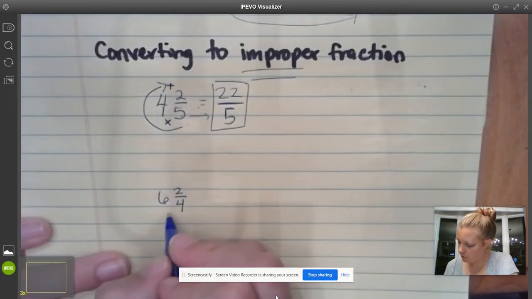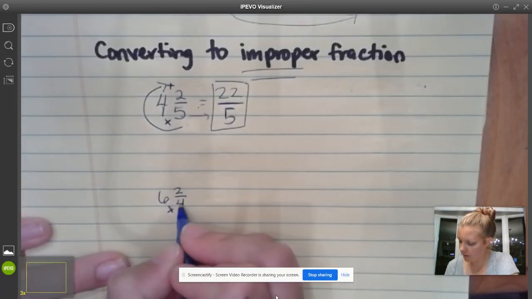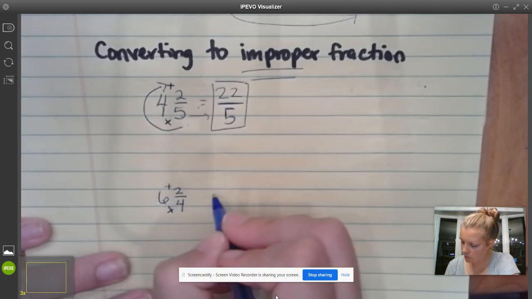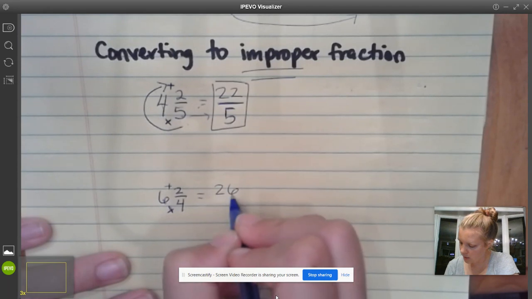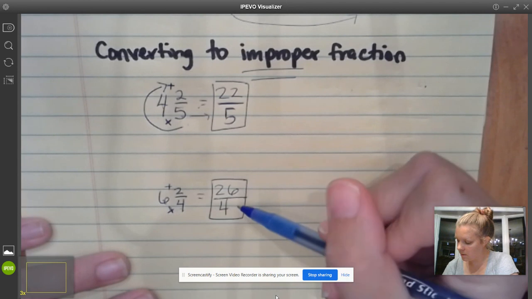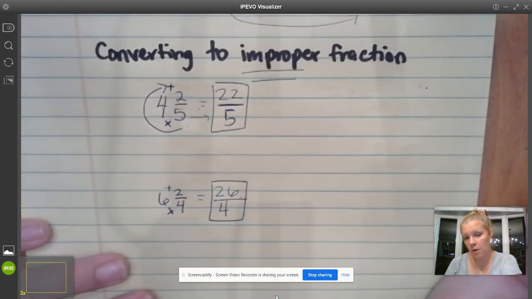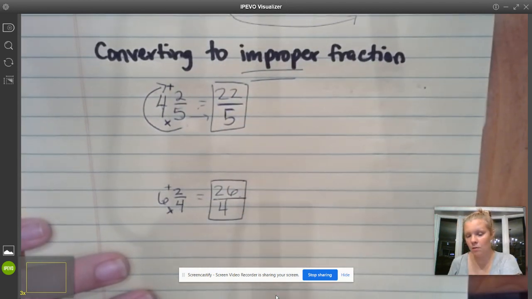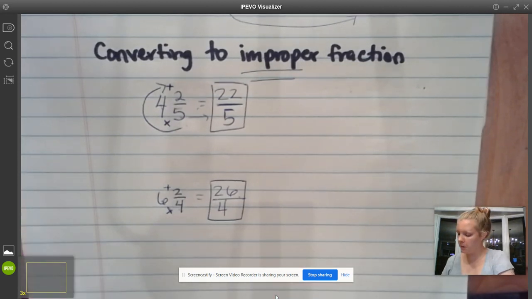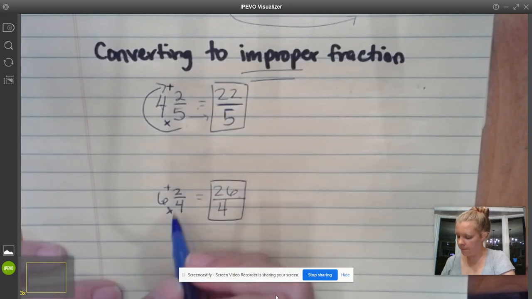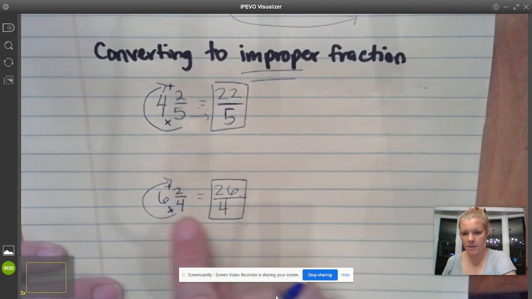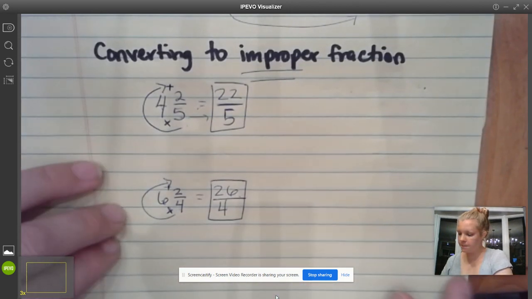For this next one, we're going to do the same process. We're going to multiply. 4 times 6 is 24. 24 plus 2 is 26. And then the denominator stays the same. If I was to simplify this back and make it a mixed number, I would get 6 and 2/4, or really 6 and 1/2, because 2/4 simplifies to be 1/2. So you multiply, and then you add, and that number goes on top. The denominator just slides over.